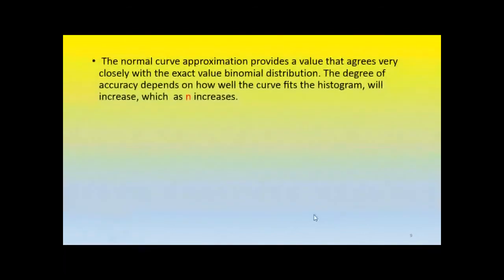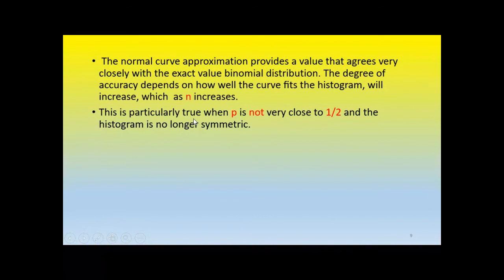Now, the normal curve approximation provides a value that agrees very closely with the exact value of the binomial distribution. The degree of accuracy depends on how well the curve fits the histogram. The accuracy will increase as n increases. If the sample size is smaller, the accuracy will not be good. So the accuracy of the approximation will be good if the size of n is increasing. This is particularly true when p is not very close to half and the histogram is no longer symmetric.